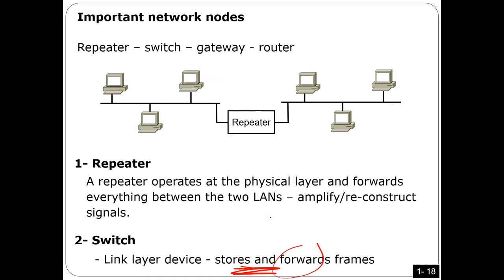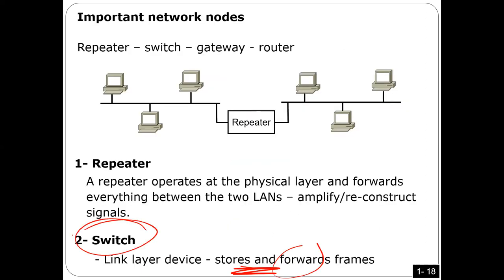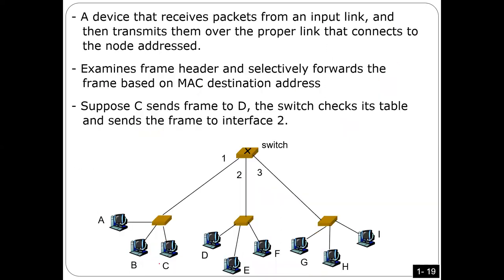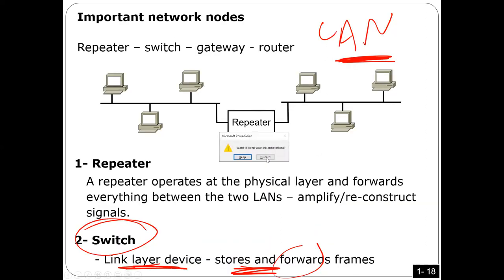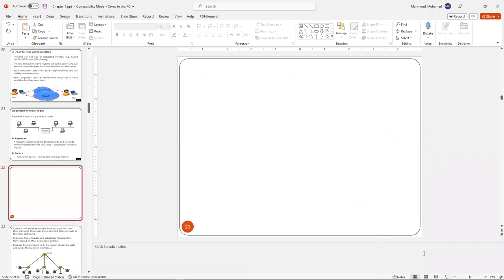Okay. And also we use switches in order to connect computers in the same LAN. That is why we say that a switch is actually a second layer device. When I say second layer, I mean a link layer device, because this device works in the second layer. I want to tell you something very important. It's going to be clear later, and you will see it clearly in this course.